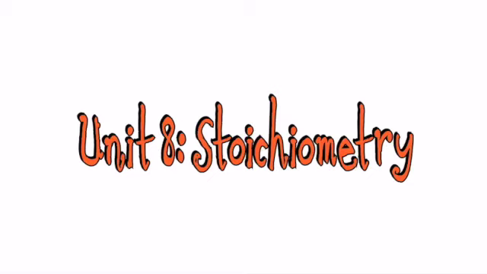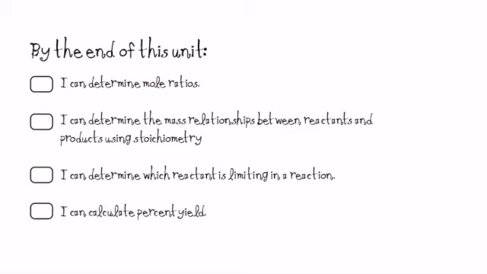This is Unit 8, Stoichiometry. By the end of this unit, you will be able to determine mole ratios, determine the mass relationships between reactants and products using stoichiometry, determine which reactant is limiting in a reaction, and calculate percent yield.